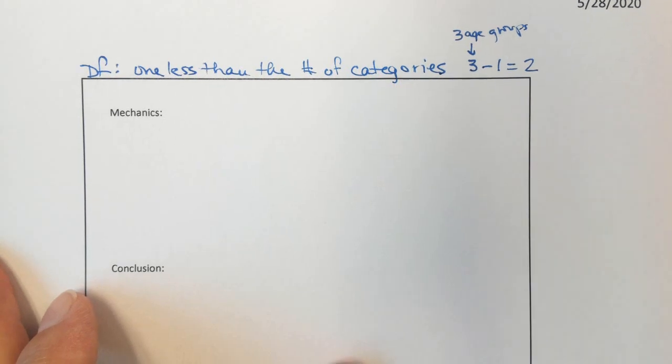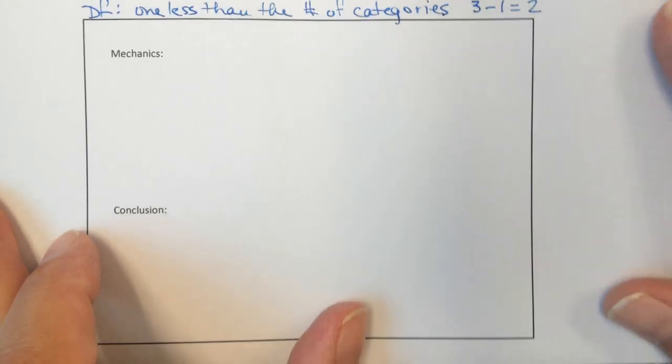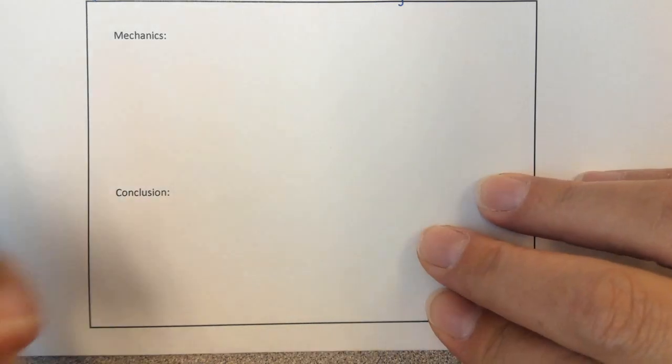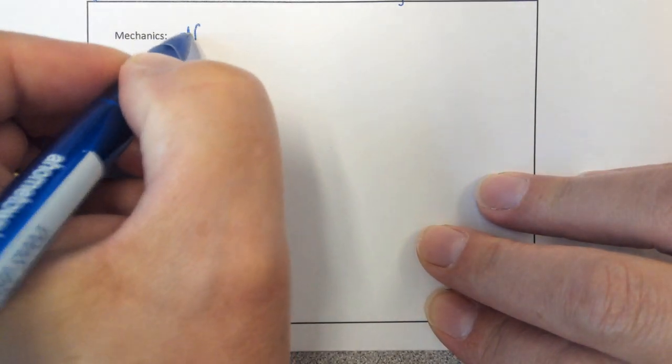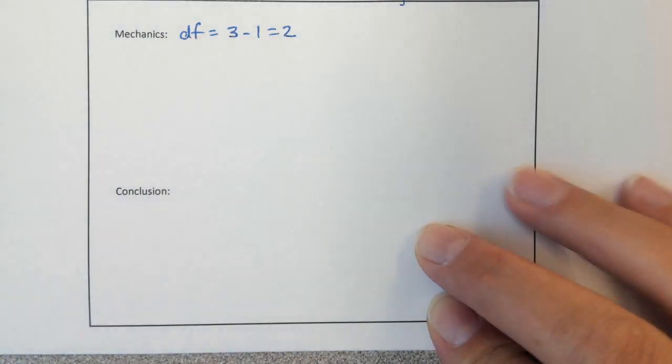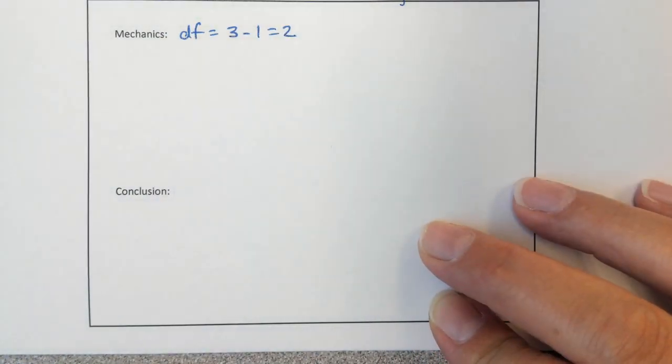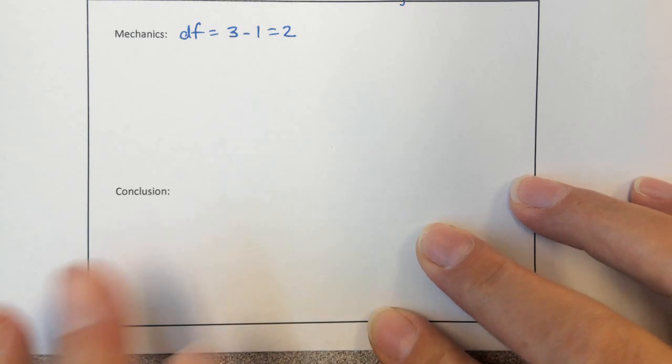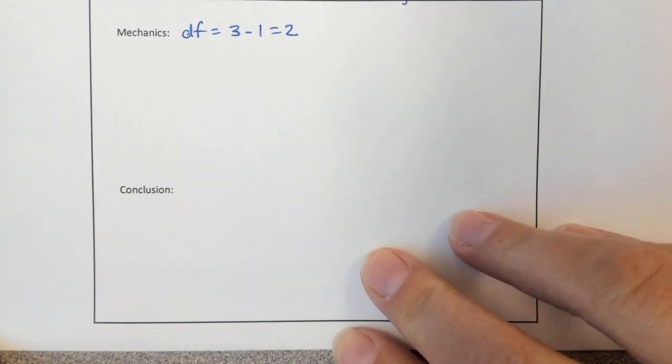And we must show that computation in the mechanics. So we're going to go down here and write df equals 3 minus 1, or 2. So 2 degrees of freedom. Obviously the more categories you have, the more variation you have to deal with, the bigger your degrees of freedom get, and you'll have to communicate that always when you do your mechanics.